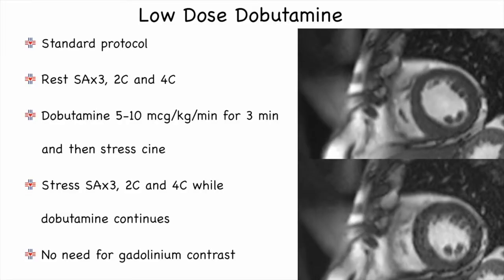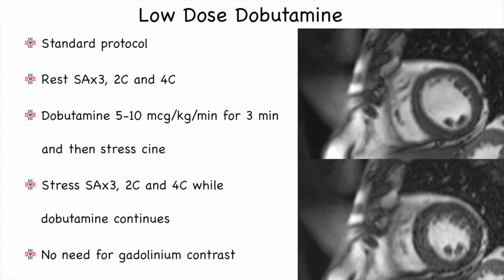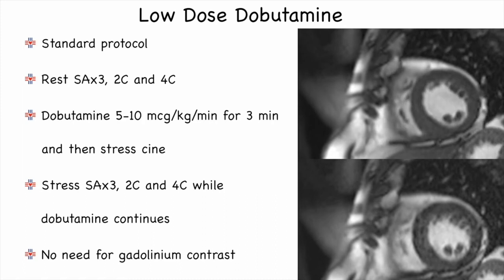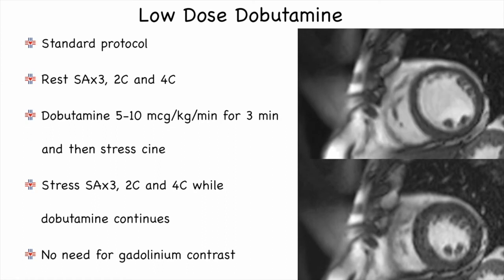Low-dose dobutamine is used in cases where there is acute presentation or if delayed enhancement is not conclusive. In low-dose dobutamine, we would do the standard techniques. We start dobutamine infusion at 5 to 10 microgram per kilogram per minute for 3 minutes, and then we start doing short axis images at basal, mid, and apical cavity, 2-chamber and 4-chamber, while the dobutamine infusion continues.